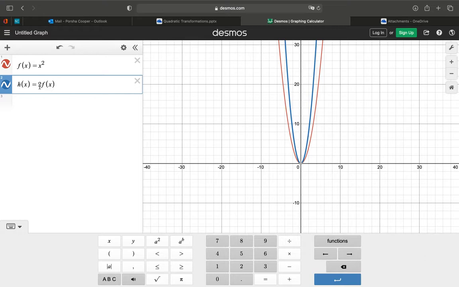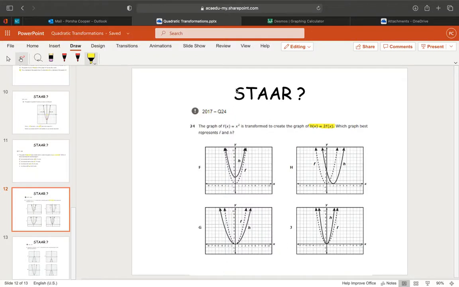So it's not going to move the graph. It's just simply going to kind of squeeze it some. And so it's going to be sitting inside of the parent function. And so now that we have that, we just kind of want to look at our calculator and then look at our answer choices to see which answer choice most looks like this.